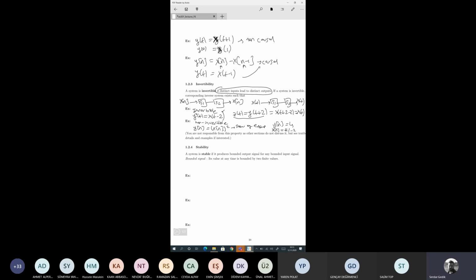So distinct inputs do not have distinct outputs in that case. Well, this property is only for completeness, so please check the book for more details.